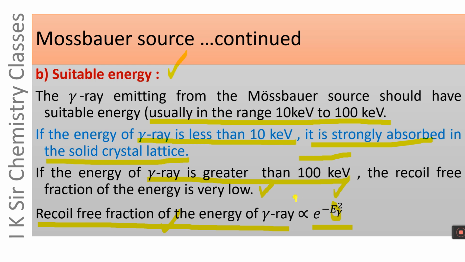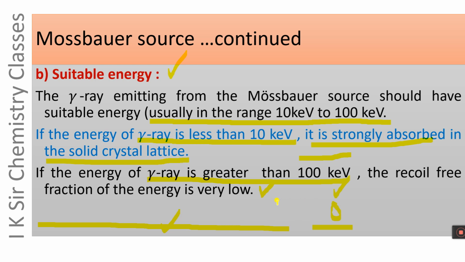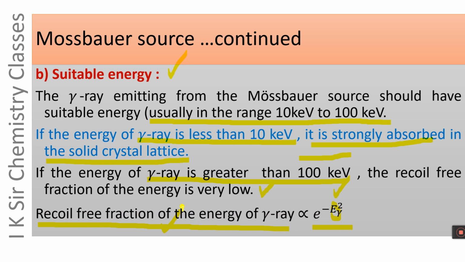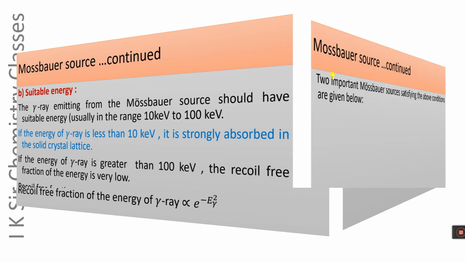Thus, there are two features of the Mossbauer source. First of all, its lifetime should be in the range 10 to the power minus 6 second to 10 to the power minus 10 second, and its energy, the energy of gamma ray, should be from 10 kilo electron volt to 100 kilo electron volt.